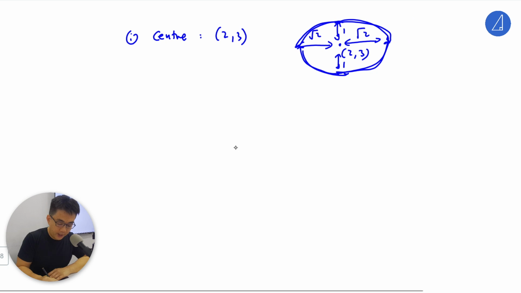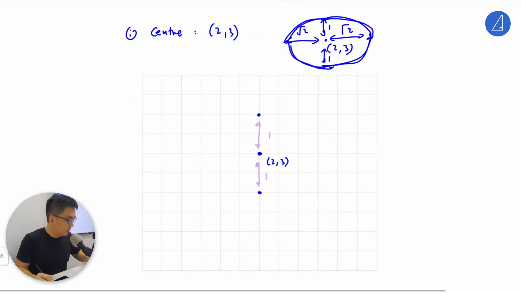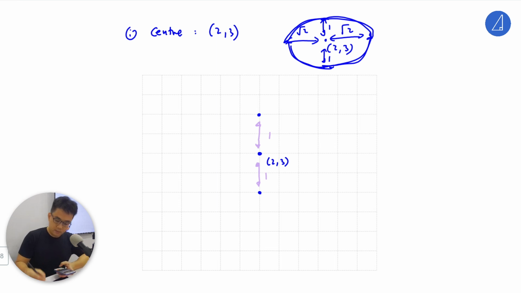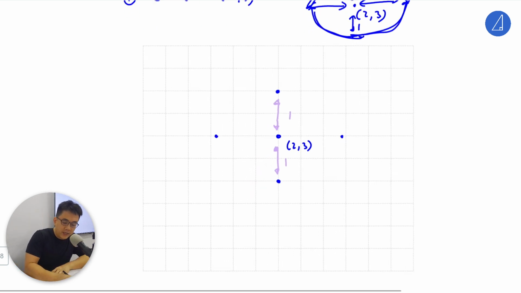Firstly, I'll draw 2, 3. Then this guy here is root 2. Root 2 is 1.4, right? Yeah, that. You try and draw to scale lah. So this one will be root 2.